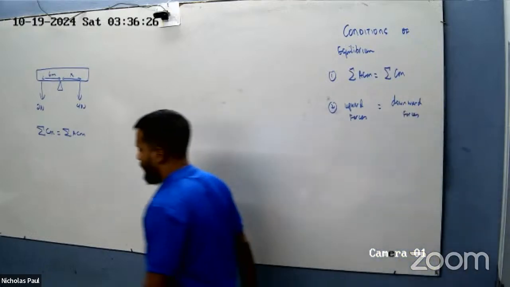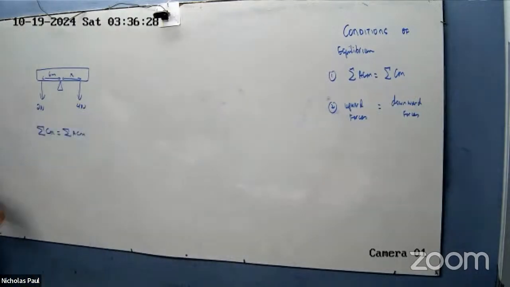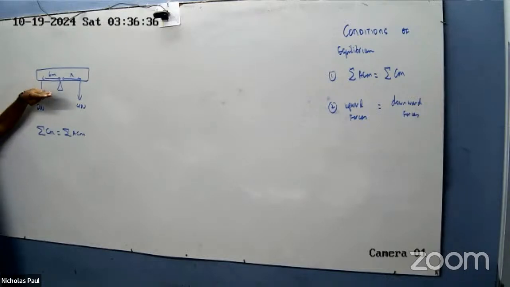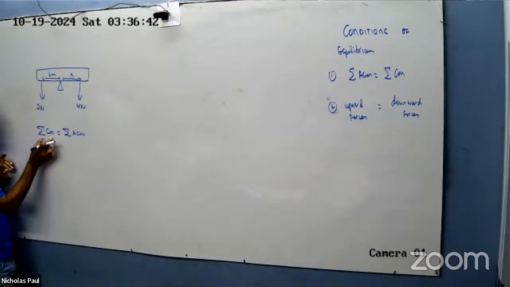Okay. So in this example here, if I said that this system is in equilibrium, take a look up here. If I said this system is in equilibrium, it means that the system is balanced. It's not going to move from there. So if that happens, we could say that the clockwise and anticlockwise moments are equal.